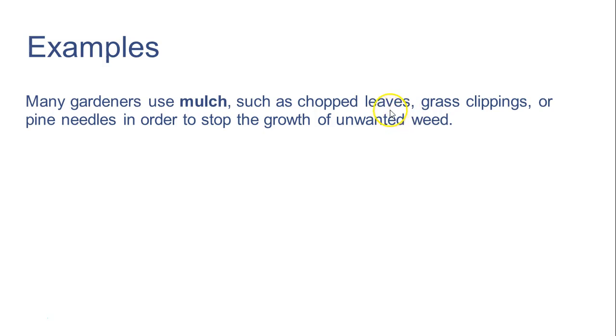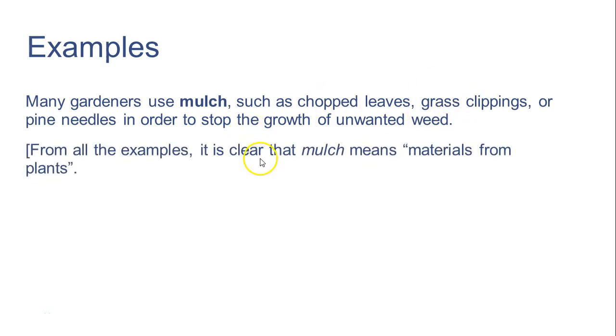So you can gather from these examples, or you can guess what these things are, or where they come from, right? Leaves, grass, and pine needles. What are these things, right? So from these examples, we can tell that the word mulch means materials from plants, because we have leaves, grass, and pine. All those are plants, right? So in the multiple choice, or in the choices that you have, one of the choices is going to be materials from plants.